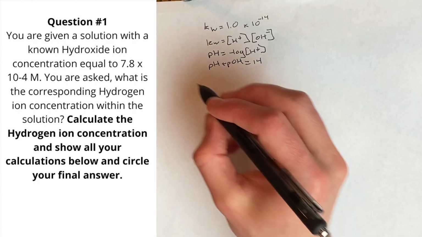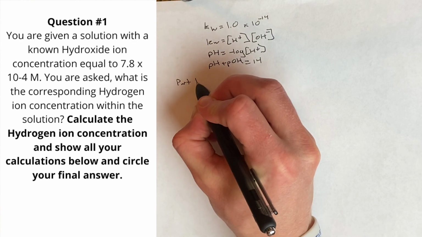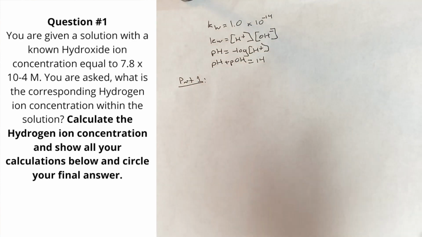So for part 1, our question is, you are given a solution with a known hydroxide ion concentration equal to 7.8 times 10 to the negative 4 molar. You are asked, what is the corresponding hydrogen ion concentration within the solution? Calculate the hydrogen ion concentration and show your calculations below and circle your final answer. And then I've actually given you the formula that you're supposed to use.